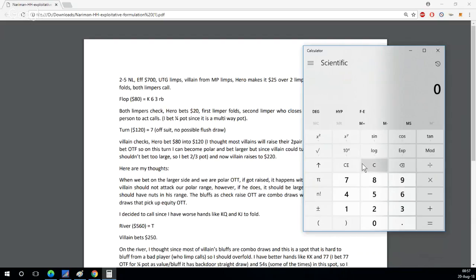What's going on? It is 140 more. I'm sorry. Go ahead. You do your way. I have another approach, but we got the same results. Hang on, 220 minus 80. Yeah, 140. So 140 over 280. So it makes a half pot raise, right?